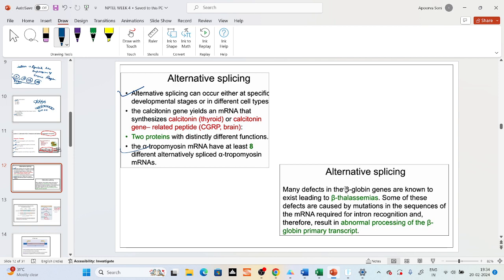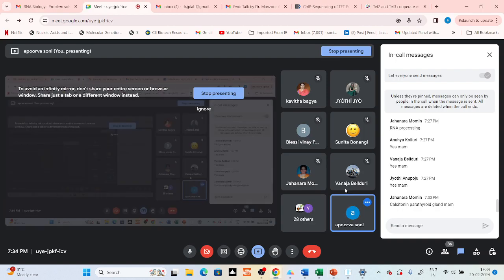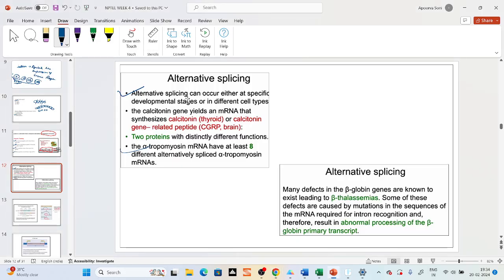Now, many defects, just a minute. Calcitonin, parathyroid gland, ma'am. That is fine. See, what I am trying to tell you over here is that from the same gene, you can have different proteins which can have completely different functions. The functions can be completely opposite, or completely dissimilar. That is the logic over here, okay?